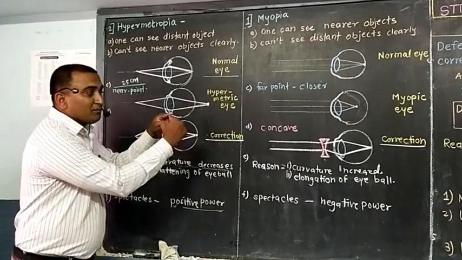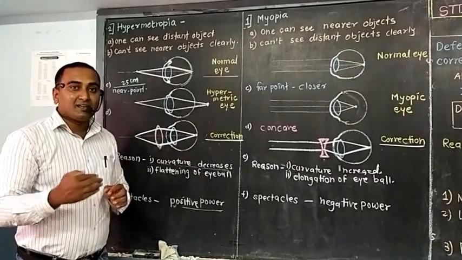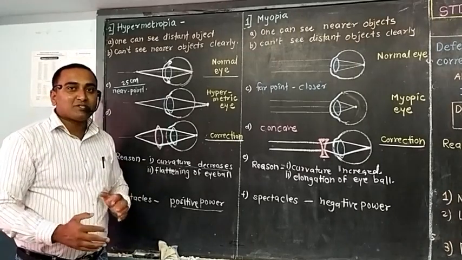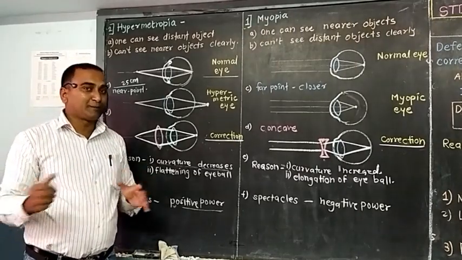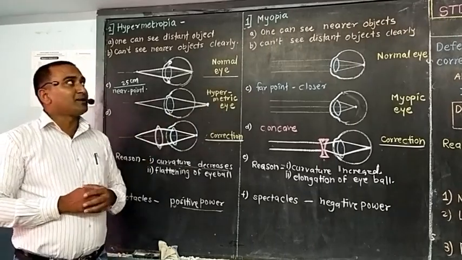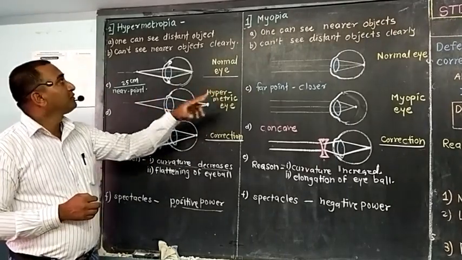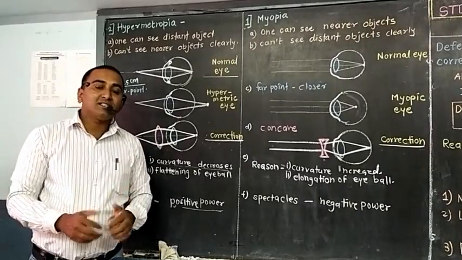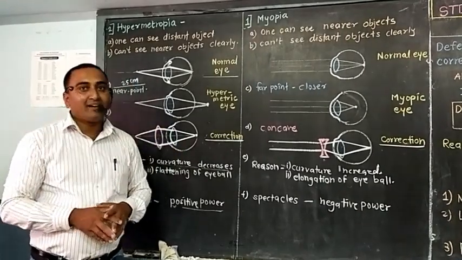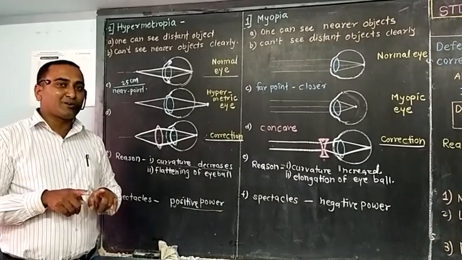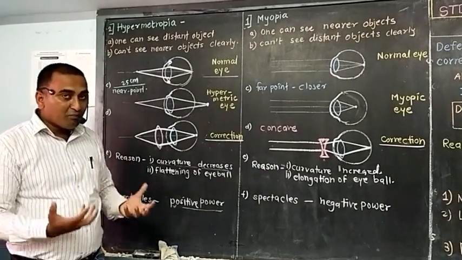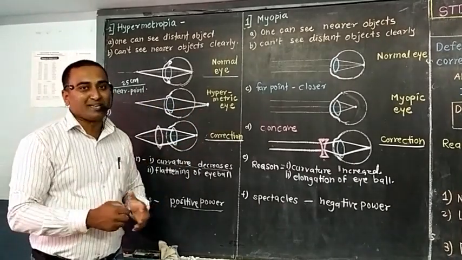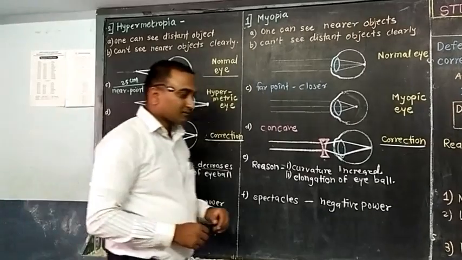Now the combination of both. As you pass through the years, a person who is old may have both problems, myopia and hypermetropia. That means the same person cannot see distant objects and cannot see near objects. So the combination of both defects is called presbyopia, which we are discussing now.